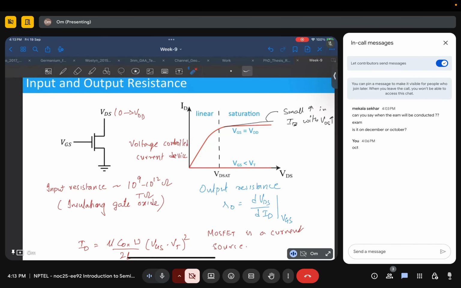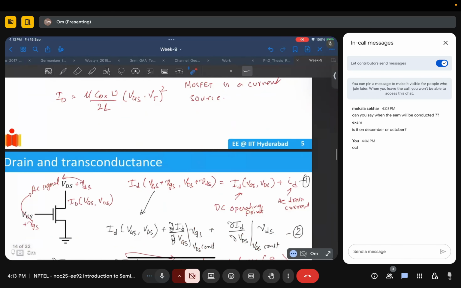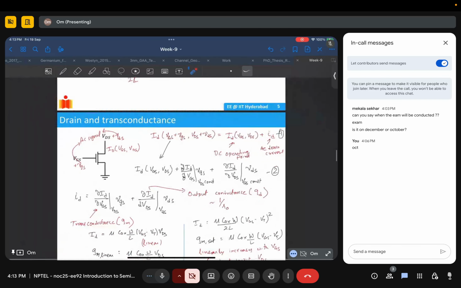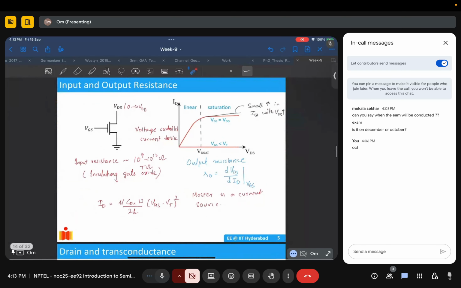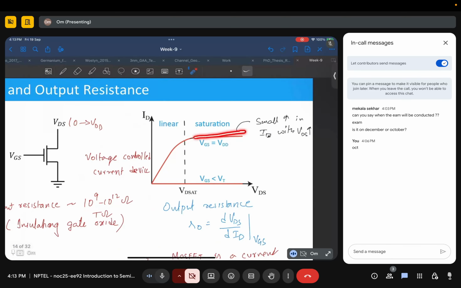Further, this should not happen. In this ID versus VDS output curve, the current should be constant in this region. So this is changing because of the output condition in this output curve. Ideally, this resistance here should be infinity. The output resistance should be infinity, so this conductance should be very small.